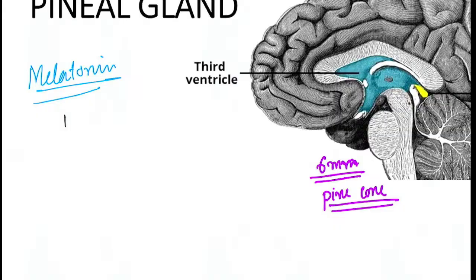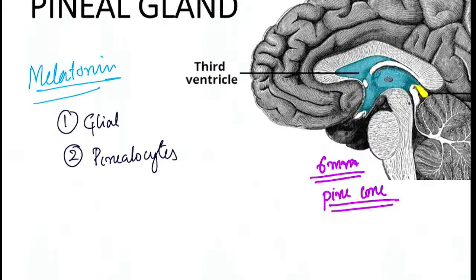Number one, we have glial cells. Number two, we have pinealocytes. Okay, the glial cells basically are the supporting cells. Most important, pinealocytes, they are the ones which are hormone secreting cells. Okay, when a person reaches middle age, at that point of time, the gland commonly becomes calcified.